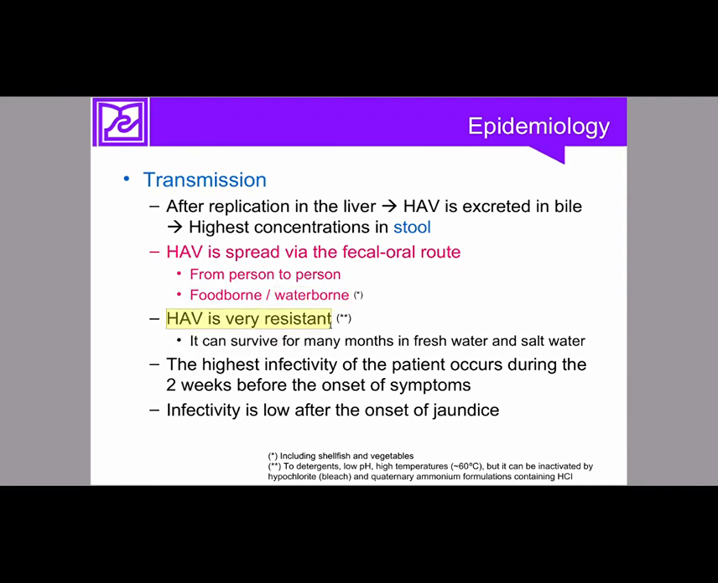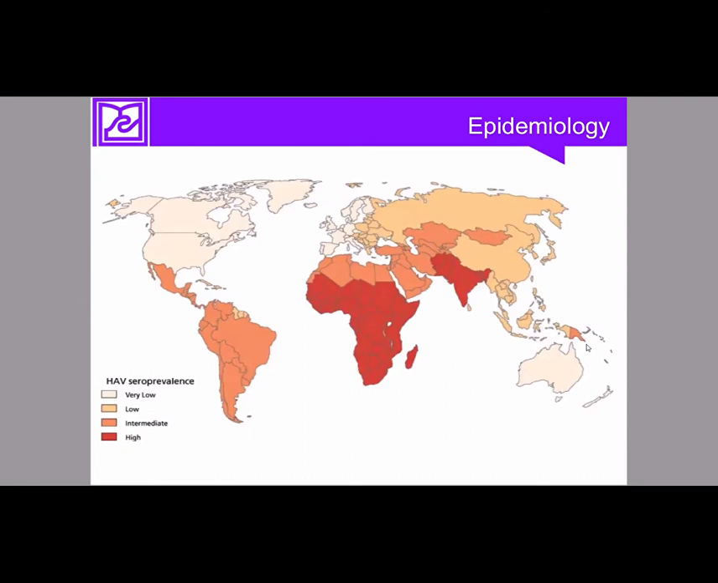Hepatitis A virus is very resistant. It can survive a long time in the environment. Why? Because it doesn't have envelope. I told you in the first class that viruses without envelope are very resistant in the environment. This is the problem of hepatitis A in the world. Most cases appear in places with a poor sanitation. Sub-Saharan Africa, India, and surrounding countries. Pakistan, Bangladesh, Afghanistan.